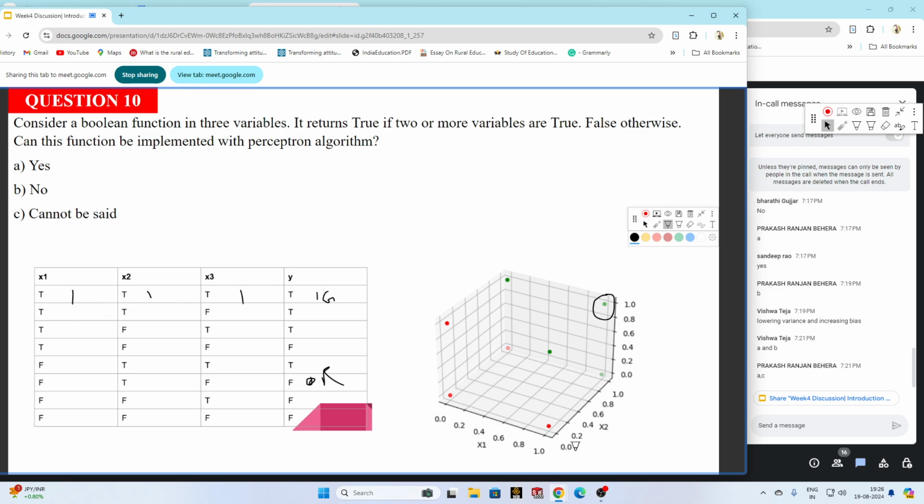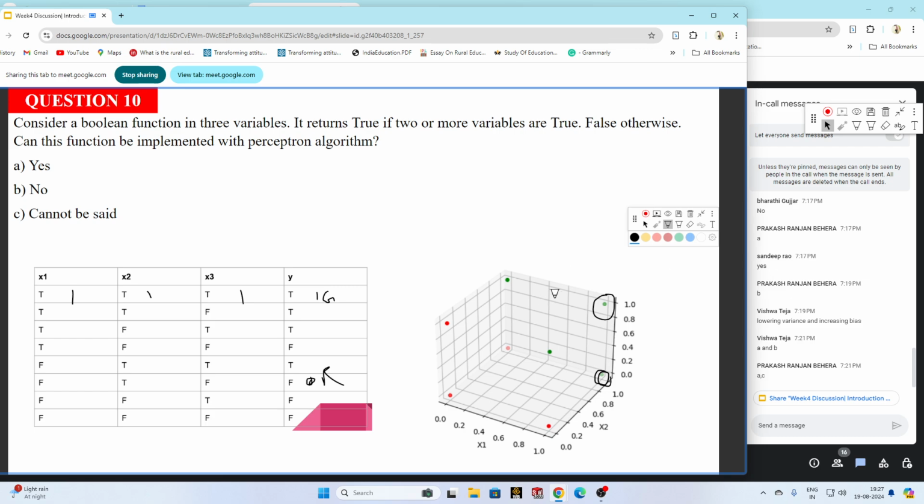Now 1 1 0: x1 is 1, x2 is again 1, and x3 is 0. So this point we are talking about is 1 1 0. Again the y value is true, that is why it is a green point. Similarly we will test all the points. Now, can this be separated by a plane? If yes, then our perceptron algorithm can be applied. If no, our perceptron learning algorithm cannot be applied.